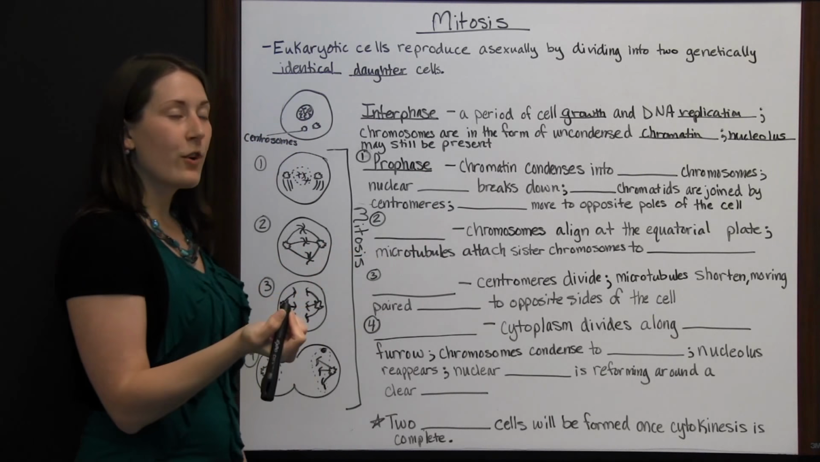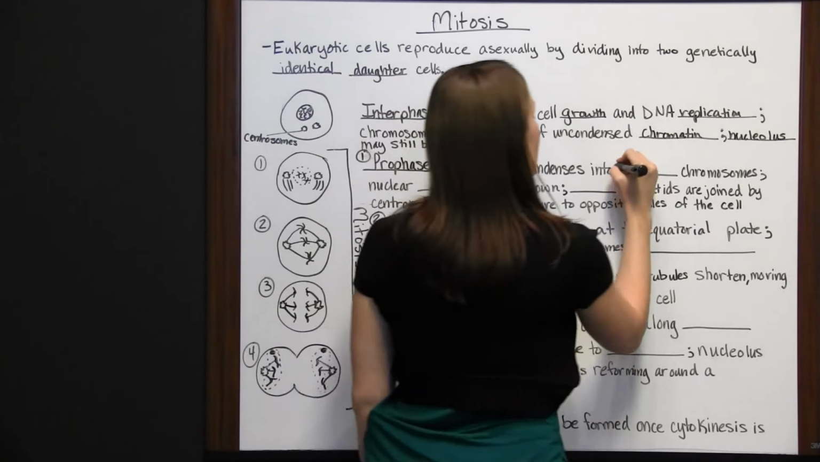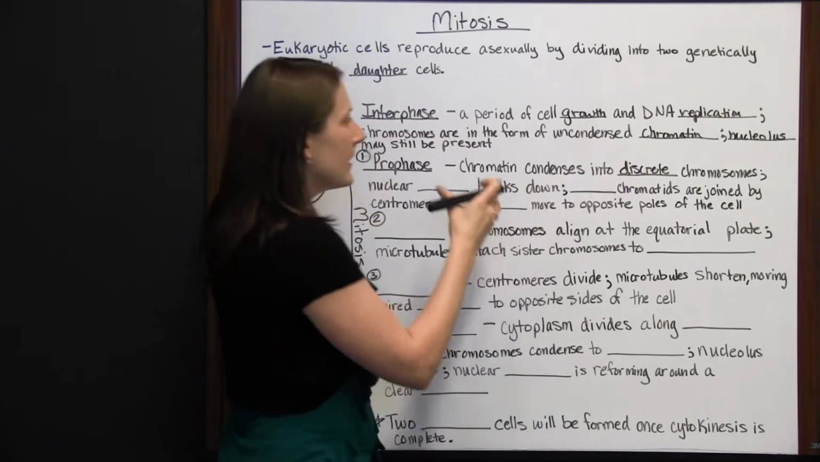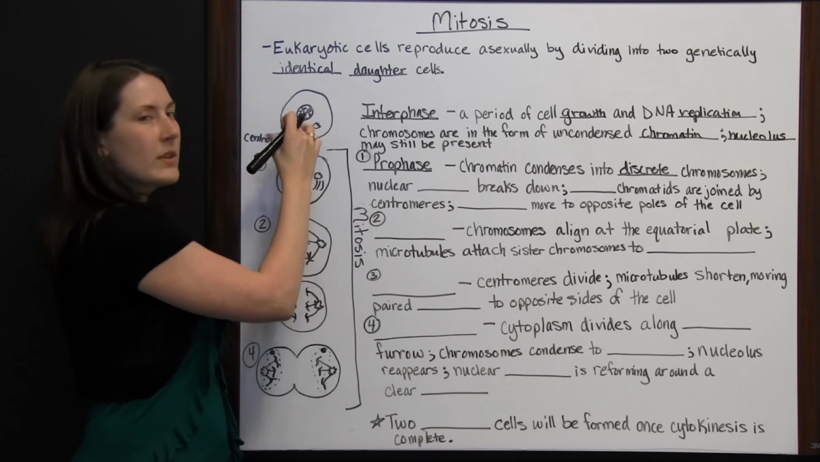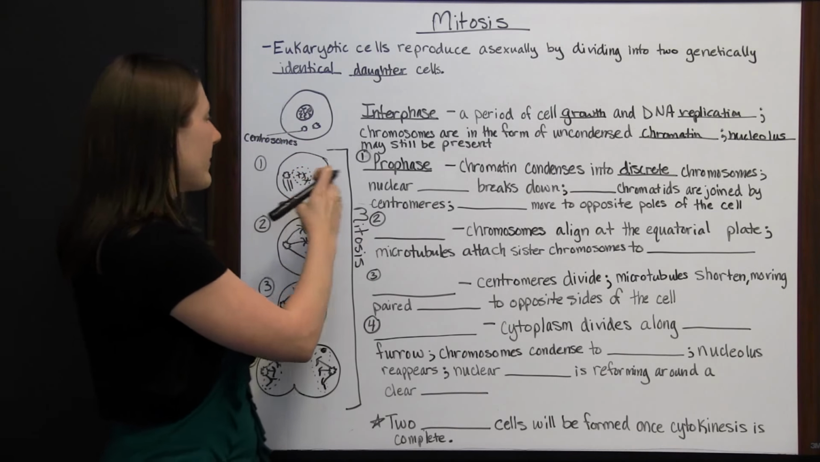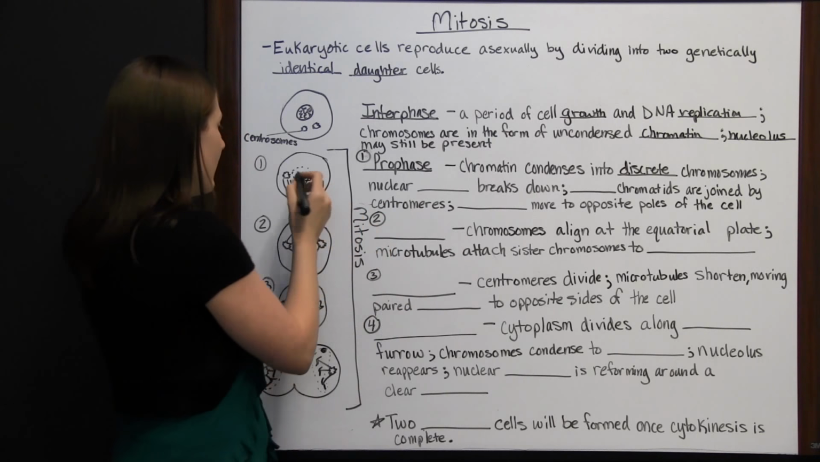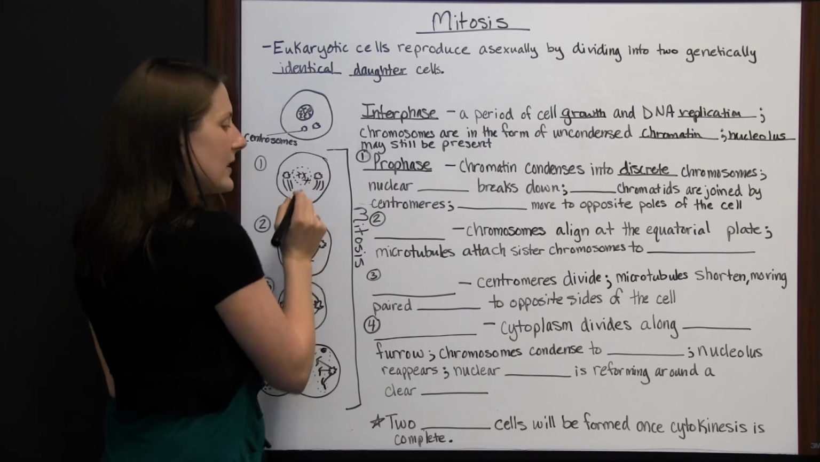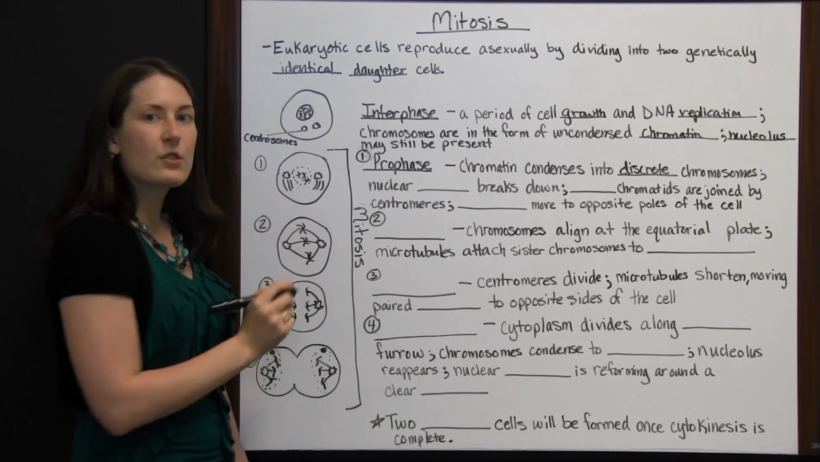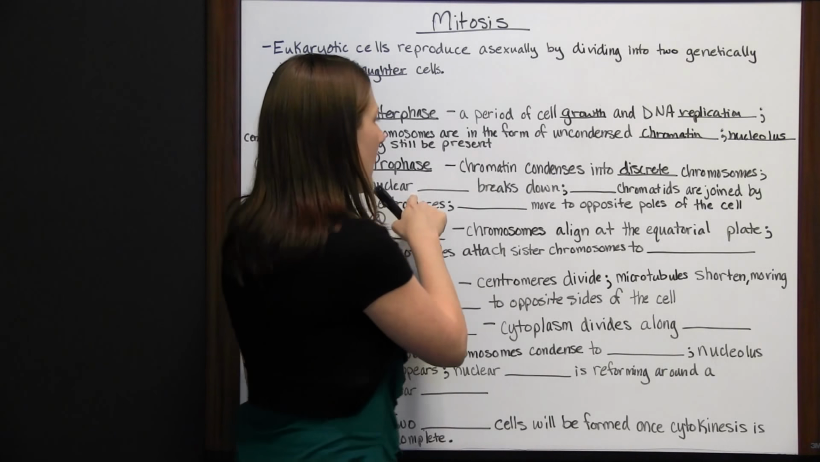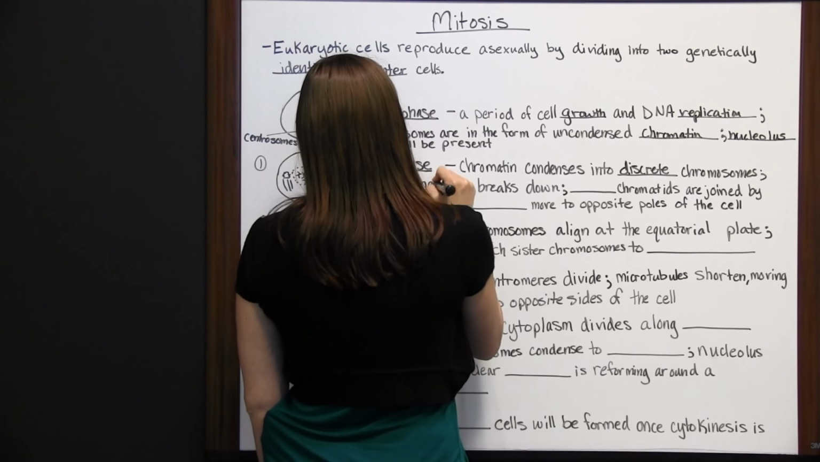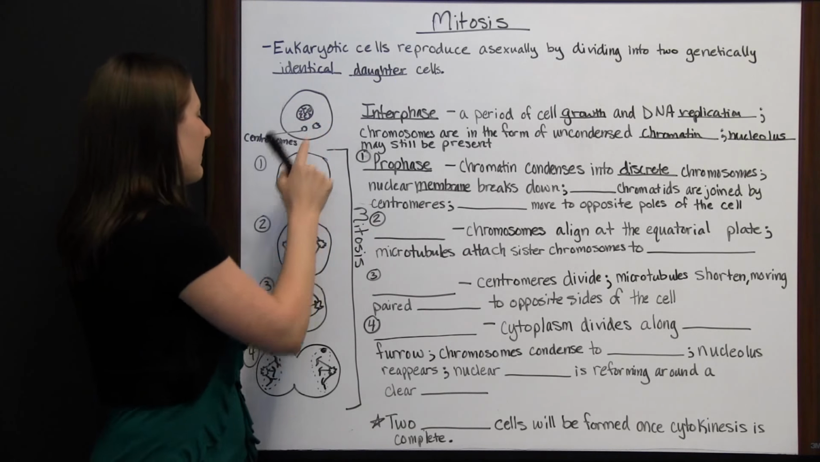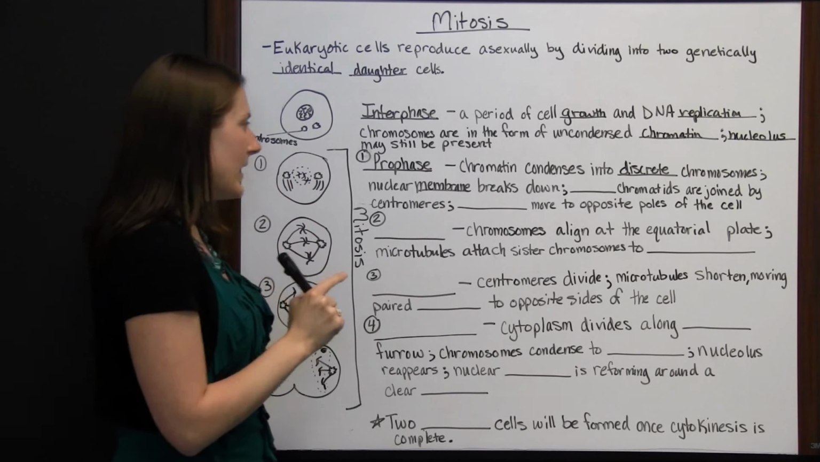In prophase, the chromatin condenses into discrete chromosomes. So remember, we had uncondensed chromatin that the DNA had been turned into. In prophase, it condenses into discrete chromosomes. So instead of a bunch of DNA squiggled up, you've got discrete chromosomes that kind of look like little squiggly X's. The nuclear membrane breaks down. So where we had a complete nuclear membrane here, it starts to break down a little bit.